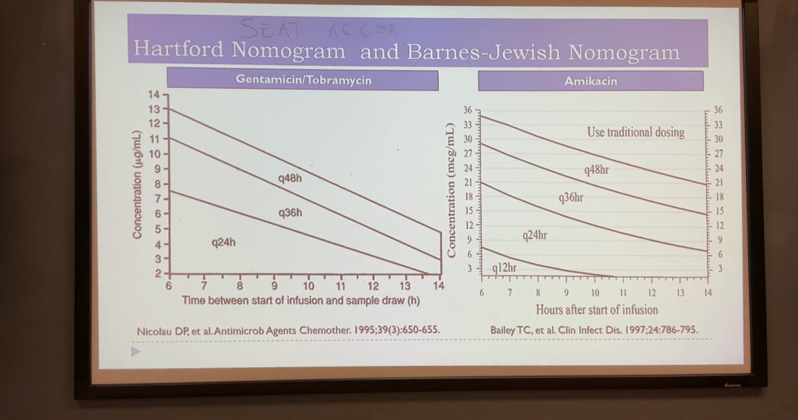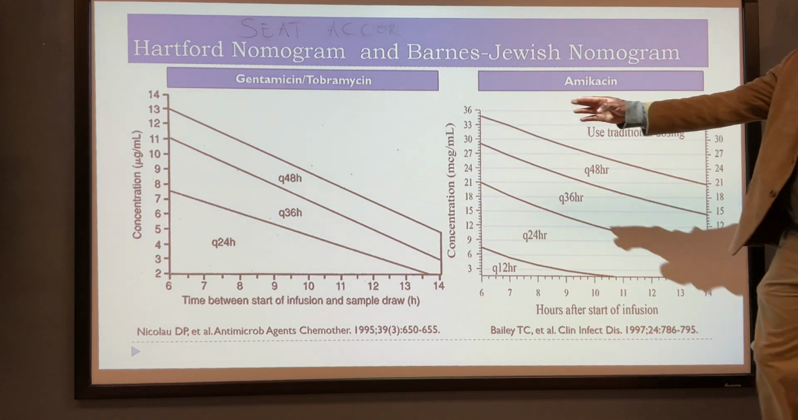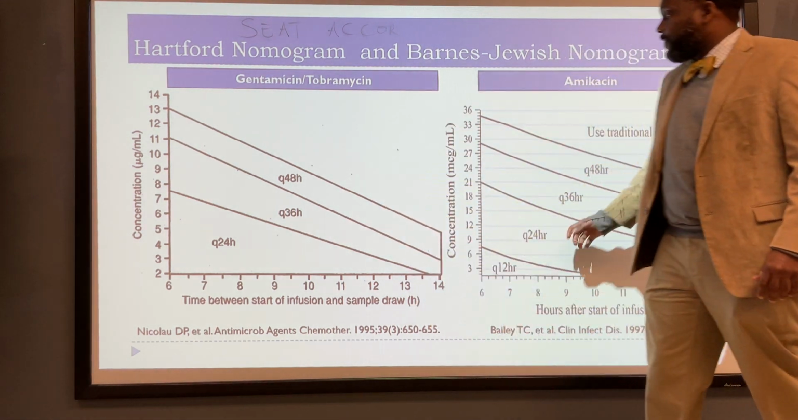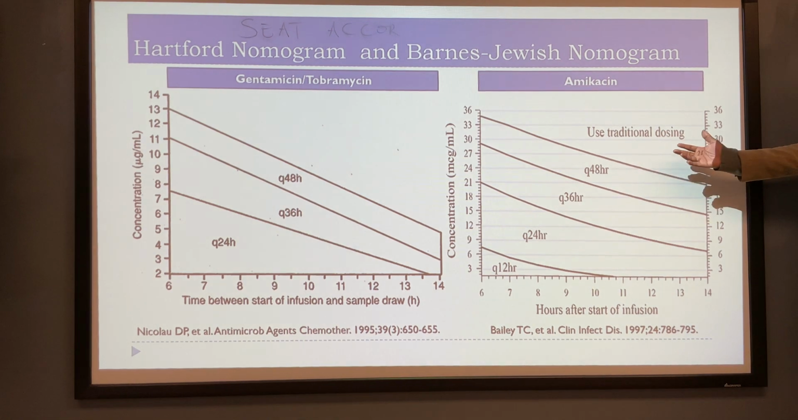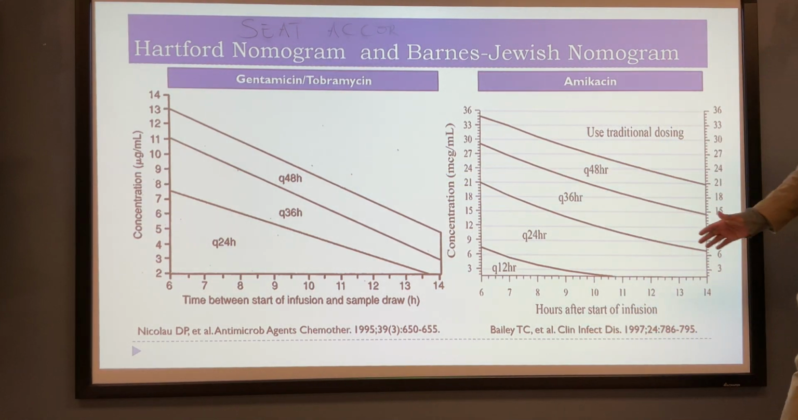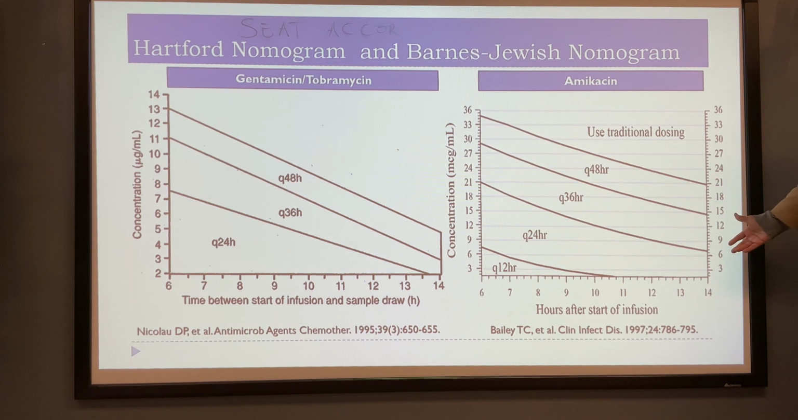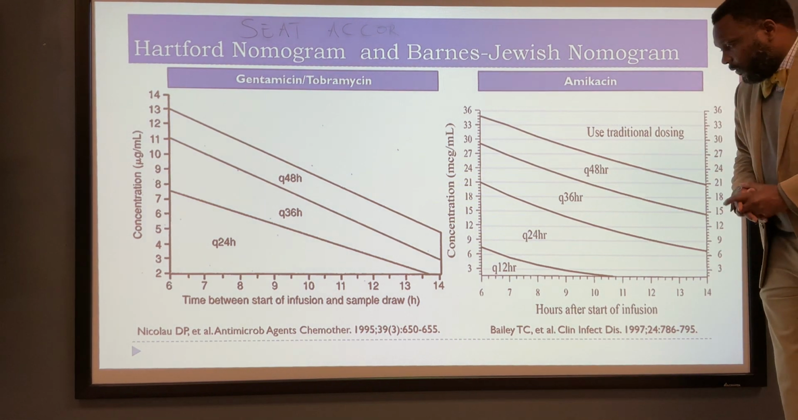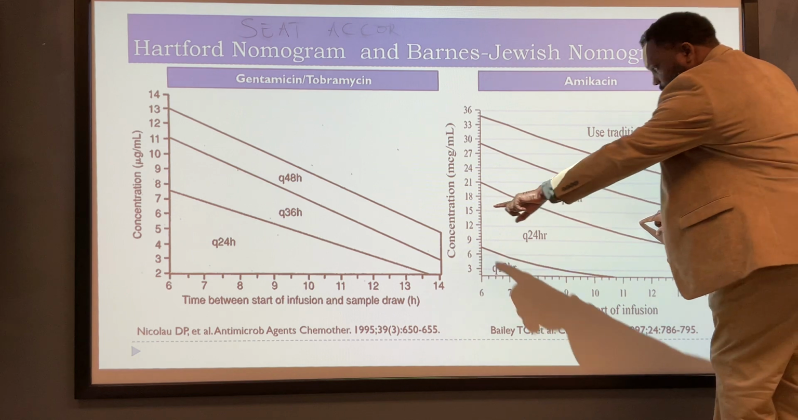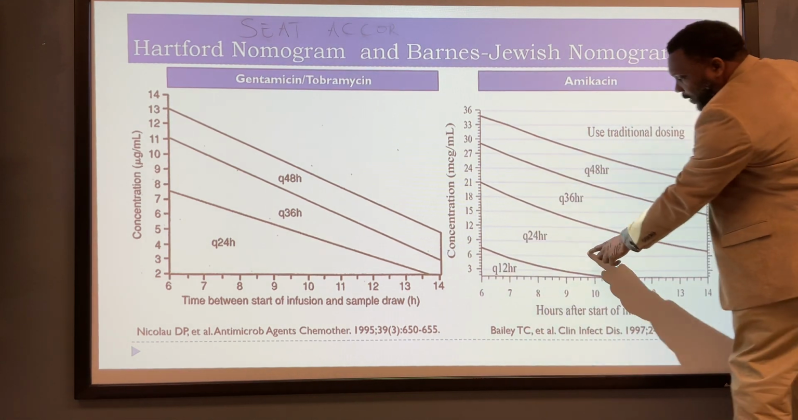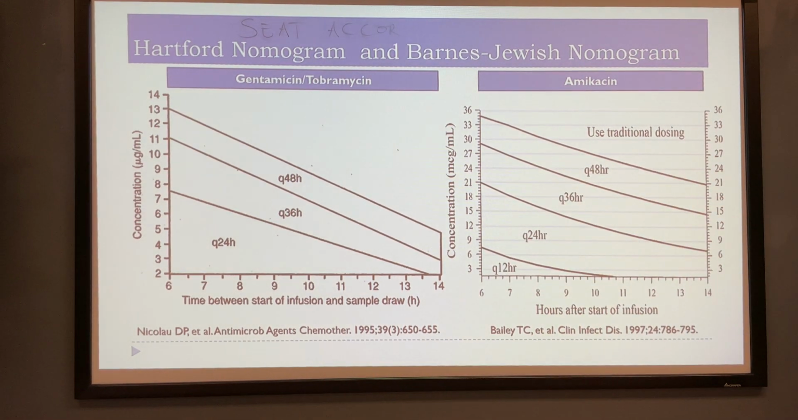Do we get it? So this is the gentamicin, tobramycin chart. This is the amikacin chart. You would do the same thing. What is the post-dose concentration, and at what time was it obtained? I'll plot that, and it'll tell me where my interval needs to be.